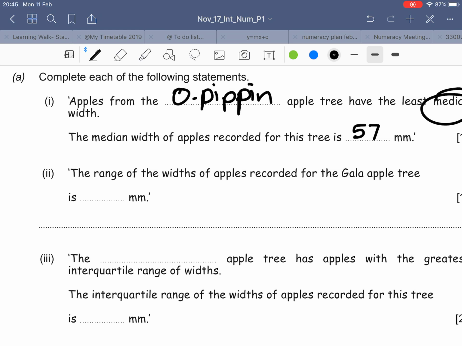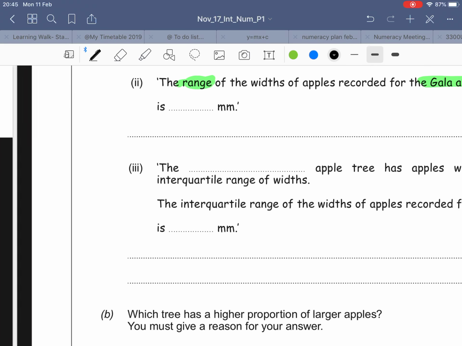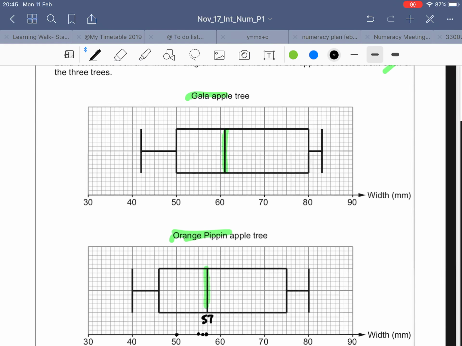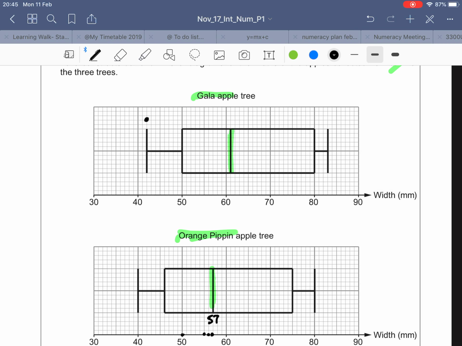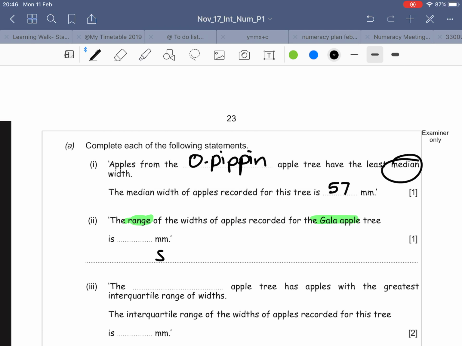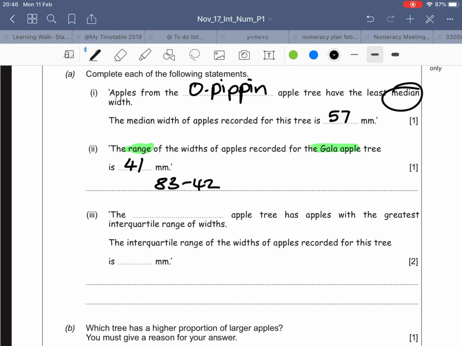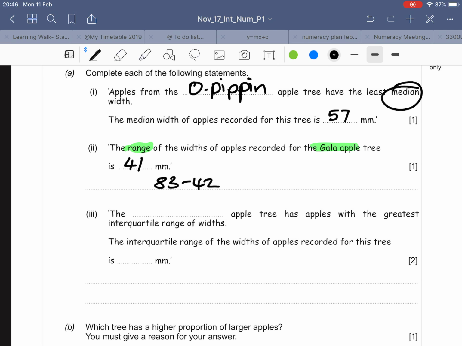The range of the widths of apples recorded for the Gala apple tree is, so we're talking about range, and the range is the difference between the maximum and the minimum. So this one's pointing at 42, this one's pointing at 83. 83, take away 42, makes 41. So the range would be 41 millimetres.